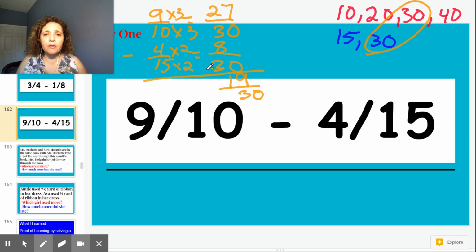15 times what gives me 30? 2, it goes in 2 times, 1, 2. 4 times 2 is 8. Whatever I do to the bottom, I do to the top, so I multiply both. 10 times what is 30? 3. Multiply the bottom by 3, so I've got to multiply the top by 3. 9 times 3 is 27. 27 take away 8 is 19 thirtieths.